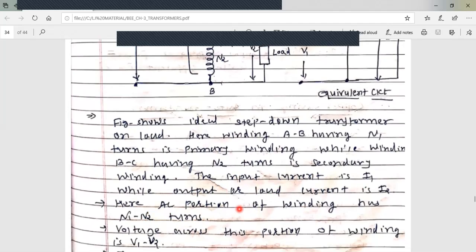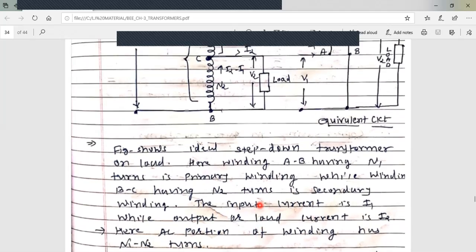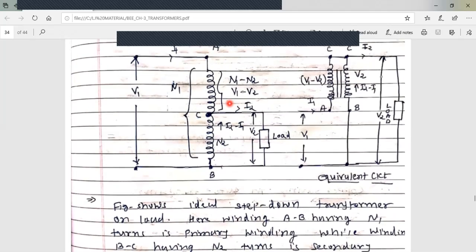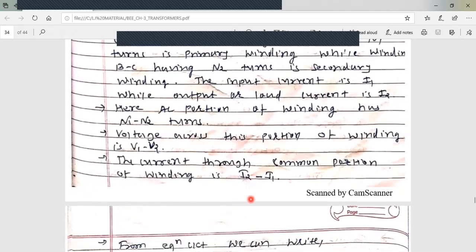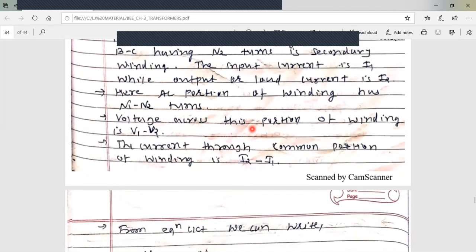Here the AC portion of winding has N1 minus N2 turns. The AC portion of winding is this. It has N1 minus N2 turns. So the voltage across this portion of winding is also V1 minus V2, as we have discussed for a step down transformer, and the current is I2 minus I1.